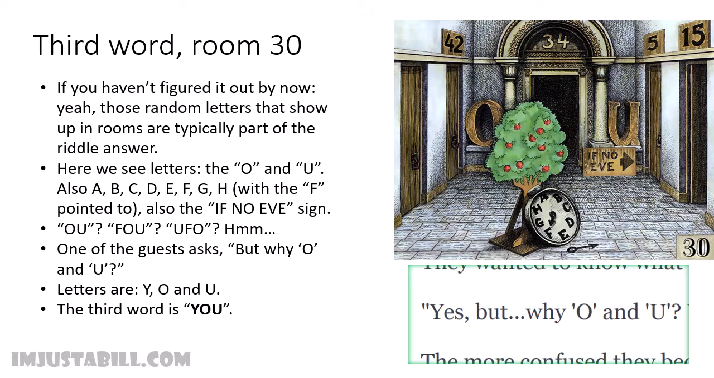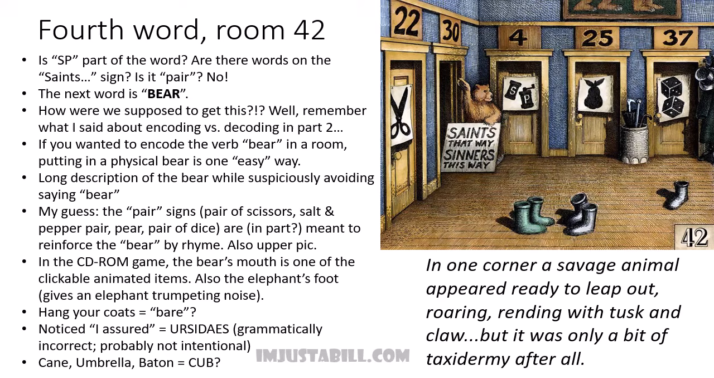So far, we've got "like Atlas U." Room 42. Okay, let's look for letters. We see the S and the P for the salt and pepper shakers on the door for room 4.